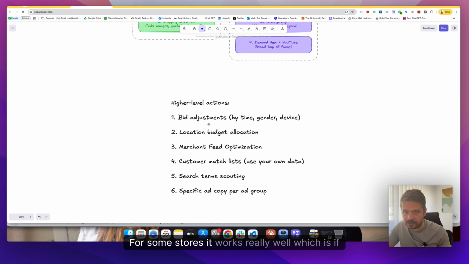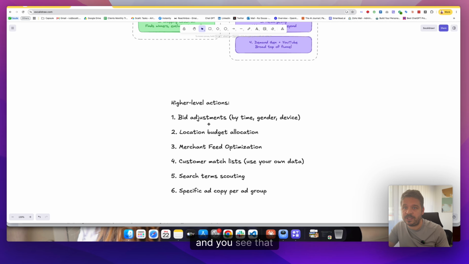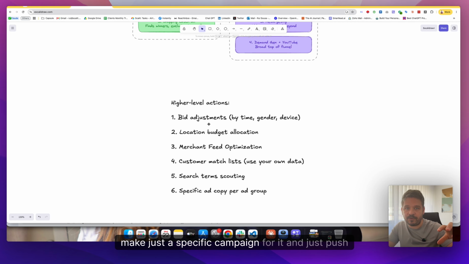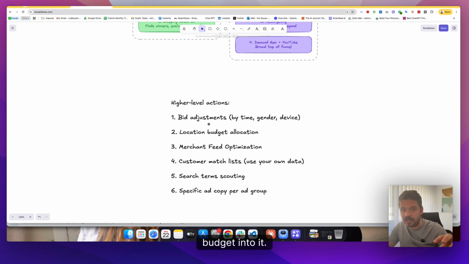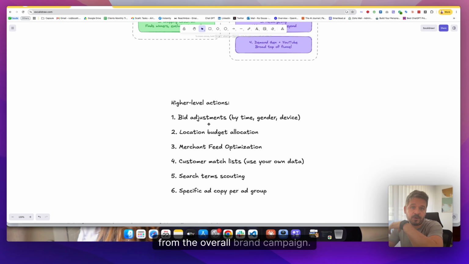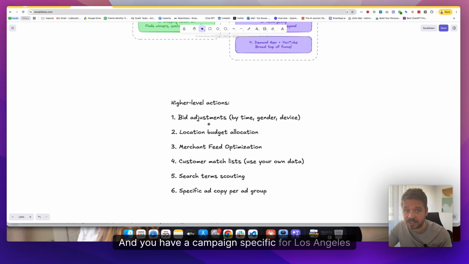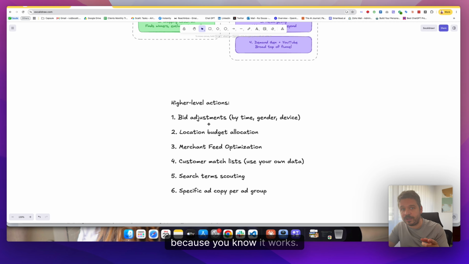For some stores, it works really well. If you are marketing for the US and you see that Los Angeles is the city that you sell the most to, you should pull that city on the side, make just a specific campaign for it, and just push budget into it. And you just exclude it from the brand campaign, from the overall broad campaign, and you have a campaign specific for Los Angeles because it works, you have a lot of sales, and you can push budget into it.